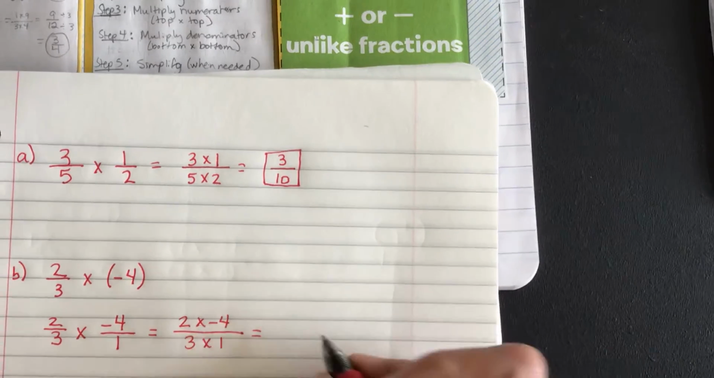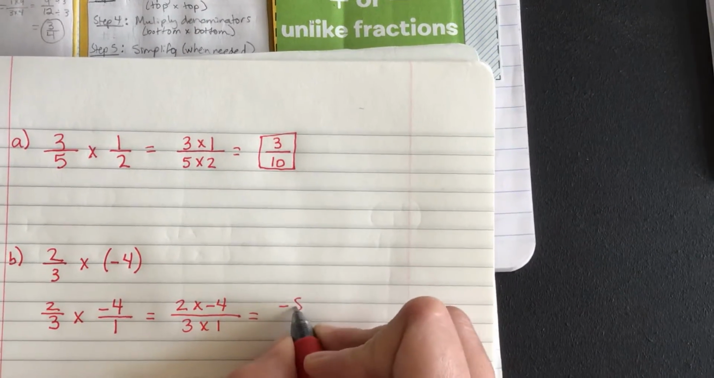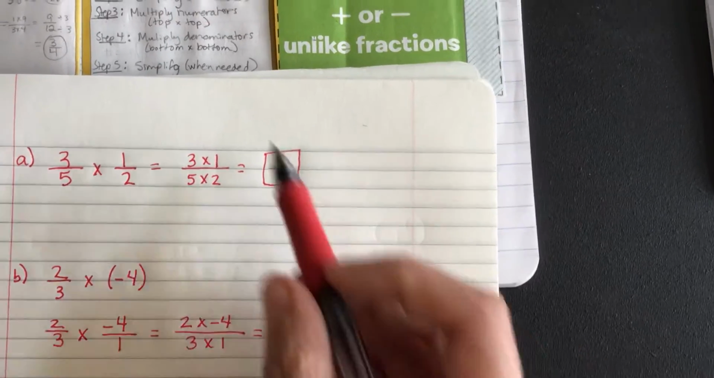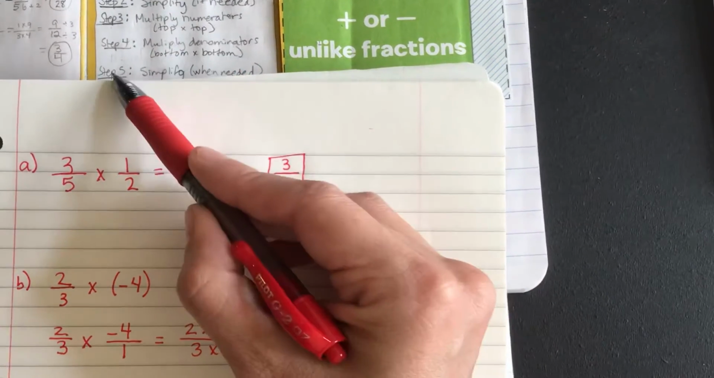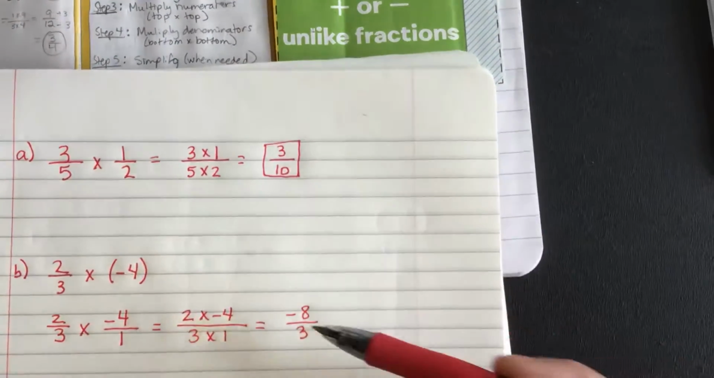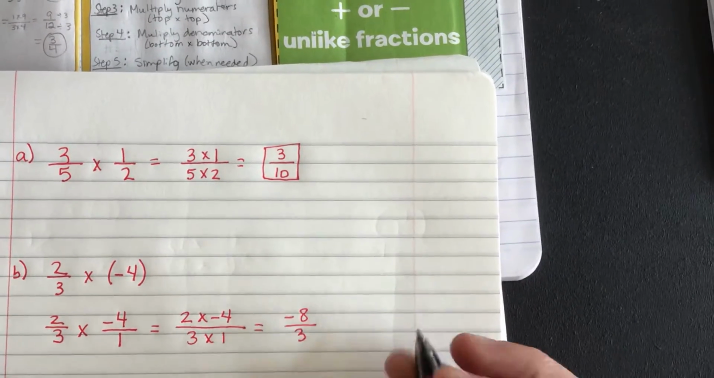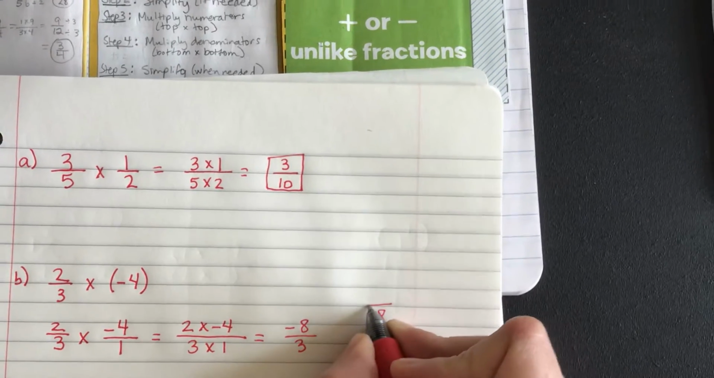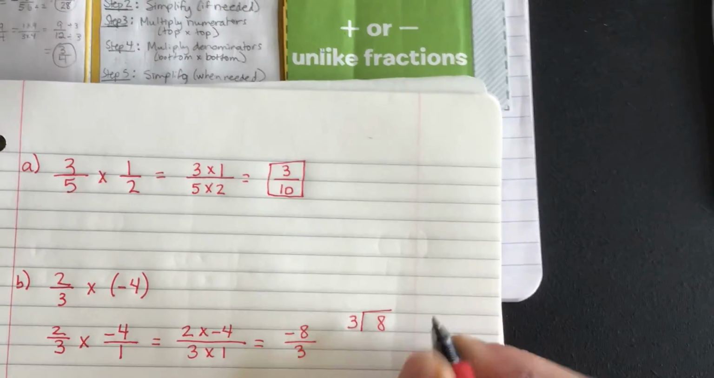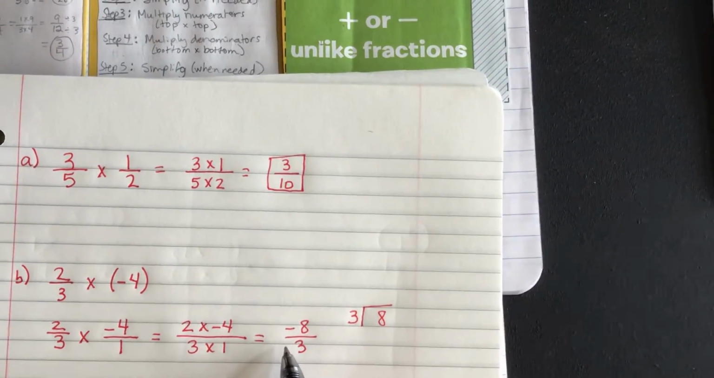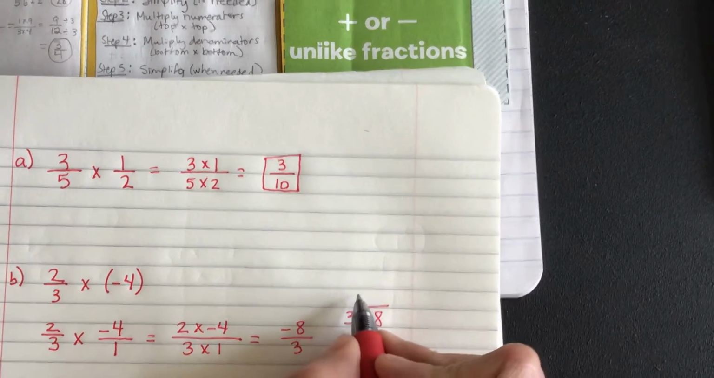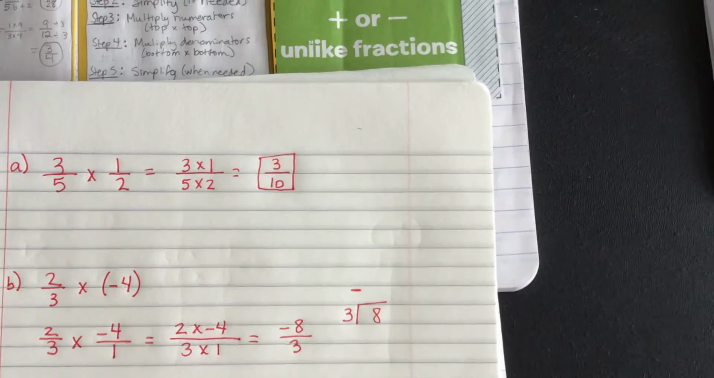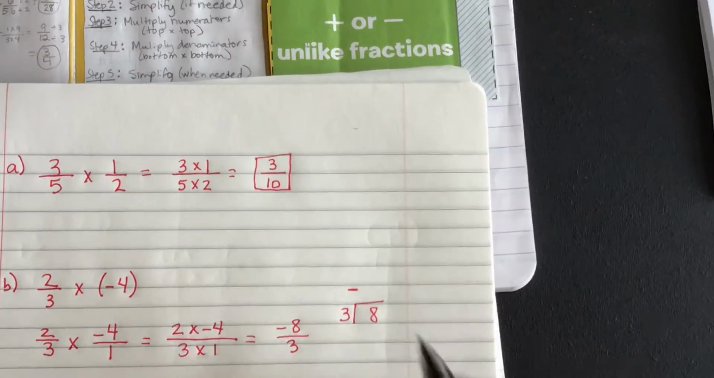2 times -4 is -8. 3 times 1 is 3. So we've done step 3 and 4. Step 5 says to simplify when needed. We don't want to leave this as an improper fraction. So remember your rule, top dog in the house. Okay? And if you'll look here, my fraction's negative. So if you want to go ahead, you know that your answer here is going to be negative. So you can put that up there just as a reminder so you don't forget.